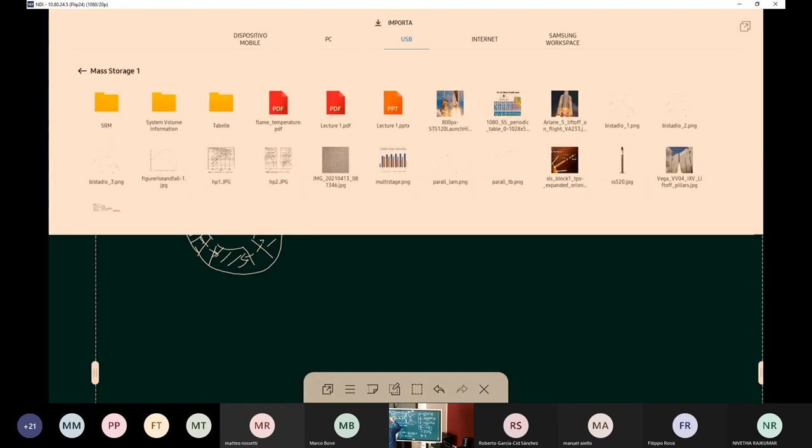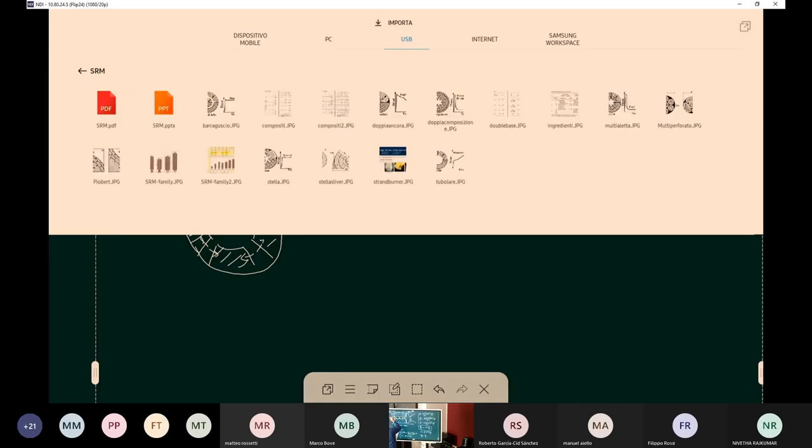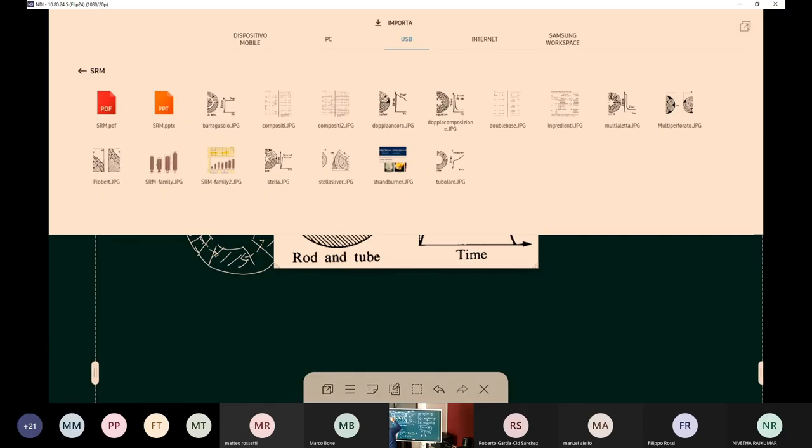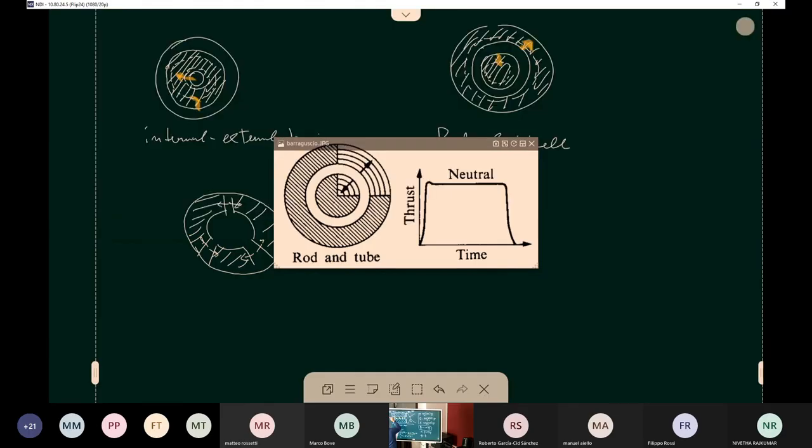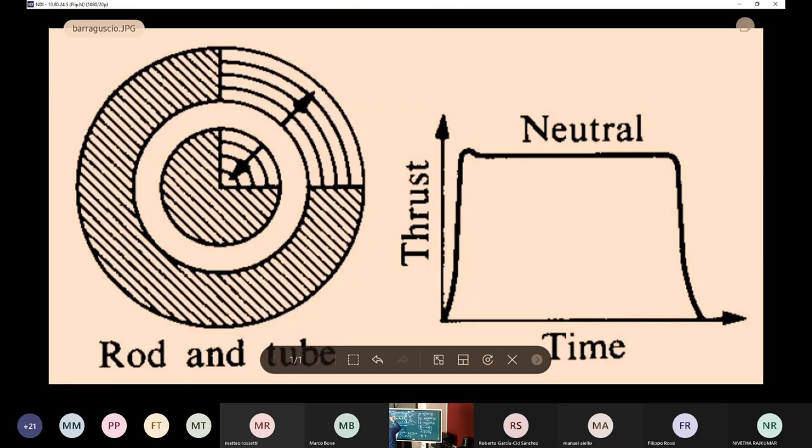So let's try to see something. So this is rodent shell, rodent tube. It's two ways of calling this. And so you see that it results in a more or less neutral thrust profile.